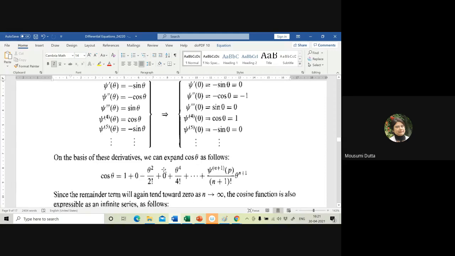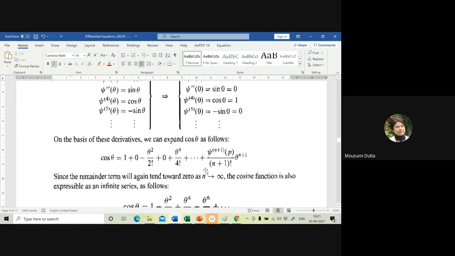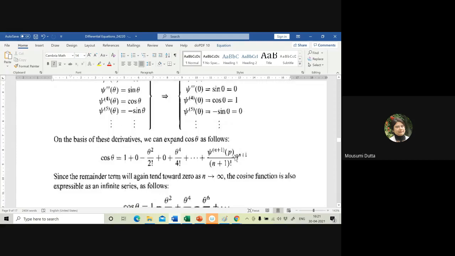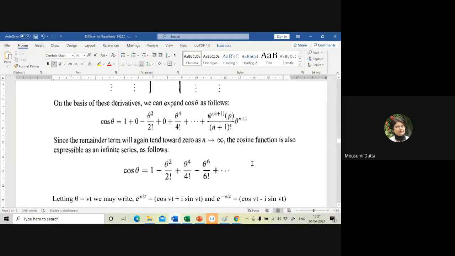On the basis of the derivatives, we can expand cos theta as follows. Following the same logic, this part will move within the limit -1 to +1. This will grow as n tends to infinity. This will again grow. However, the denominator will grow at a faster rate than the numerator, which indicates this last value, or the remainder term, will move towards 0 as n tends to infinity.